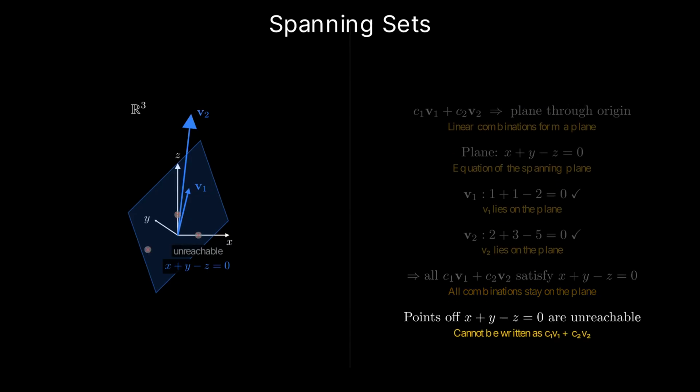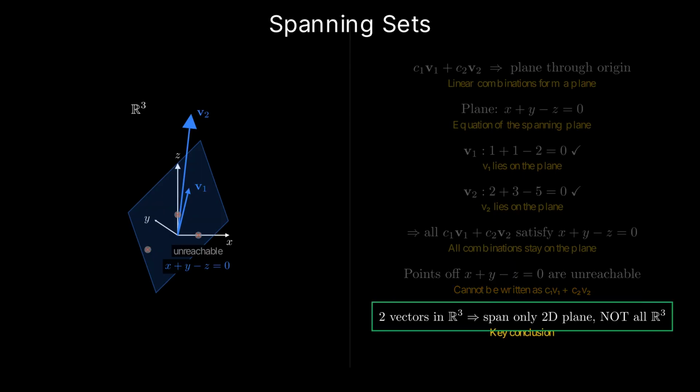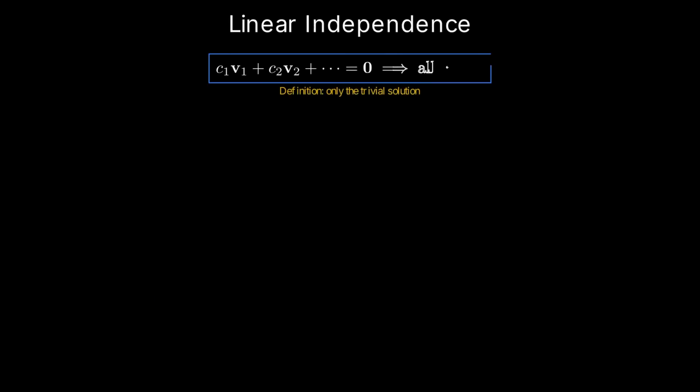Any point off that plane is unreachable. Two vectors in R3 can only cover two dimensions. To fill all of R3, we need vectors that reach in every independent direction. The second property is linear independence.